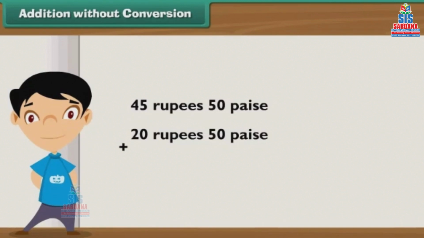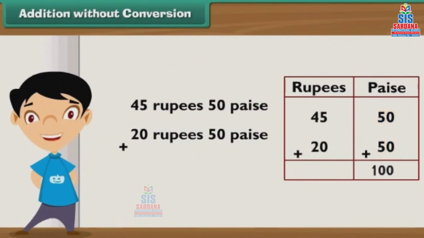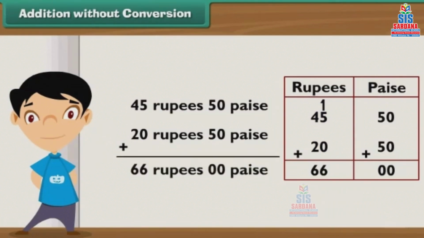Step 1. Add the numbers in the paise column as 50 plus 50, which is equal to 100 paise. We know that 100 paise is equal to rupee 1. So, write 2 zeros in the paise column and carry forward 1 to the rupee column. Step 2. Add the numbers in the rupees column. 1 plus 45 plus 20 is equal to rupees 66. Write 66 in the rupees column. So, the answer is 66 rupees.